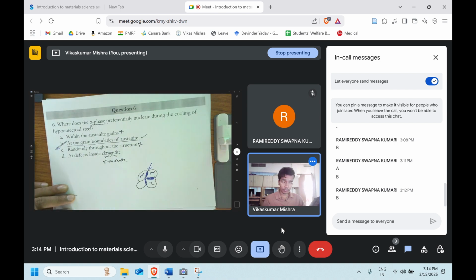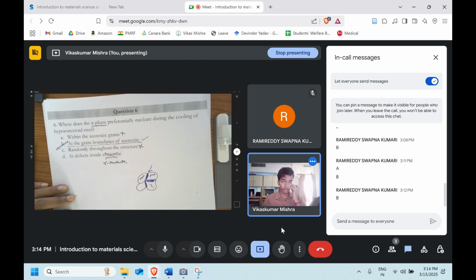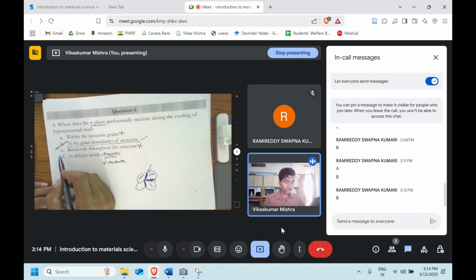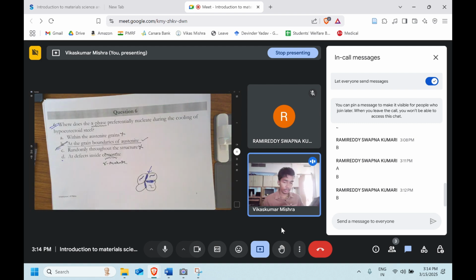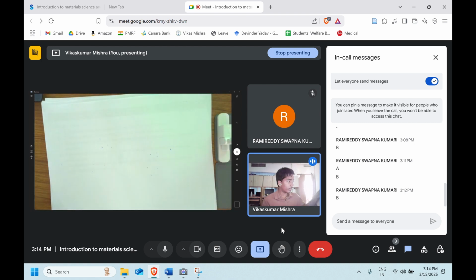But if in your exam the questions are MSQ, then in that case you will select B and D, both the cases. So with that we have solved question number 6. Let's move ahead to the next question.